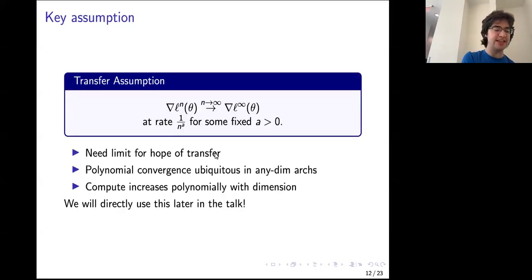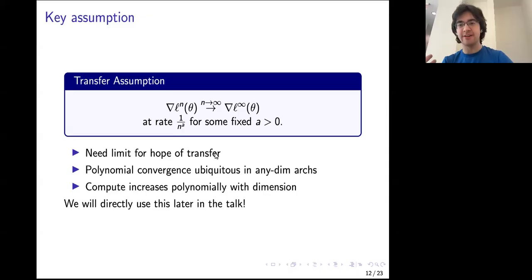And so we use a key assumption here that at rate 1 over n to the a, the gradient of Ln goes to the gradient of L infinity for each theta. And the reason we do this is it's useful for the later parts of the talk, but mainly we need a limit for there to be a hope of transferring. If there's no limit, if the gradient of Ln doesn't go to the gradient of L infinity, then the gradient of Ln really doesn't help you learn L infinity. So there's not really any reason to do this. And as you saw in the previous slide, this kind of polynomial-esque convergence is ubiquitous in any-dimensional architectures.